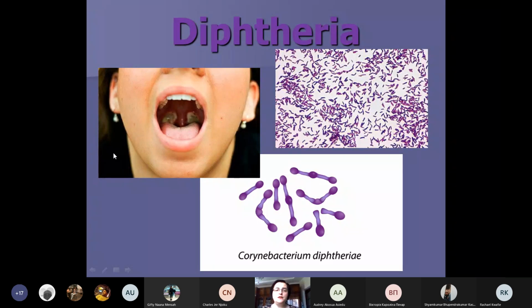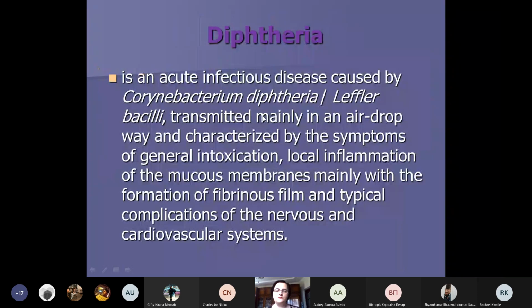Diphtheria, very quickly, is another bacterial infection that can lead to very serious, as you see here, involvement of the upper respiratory tract and can lead even to the croup, direct croup, yes, real croup. And what does it mean? It can lead to dyspnoea and even to full asphyxia.